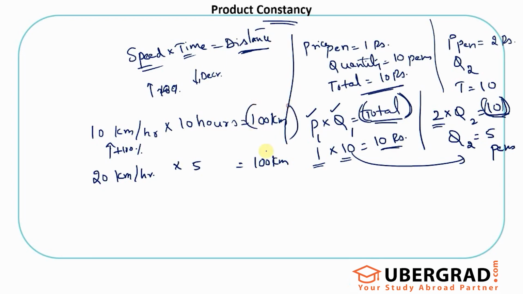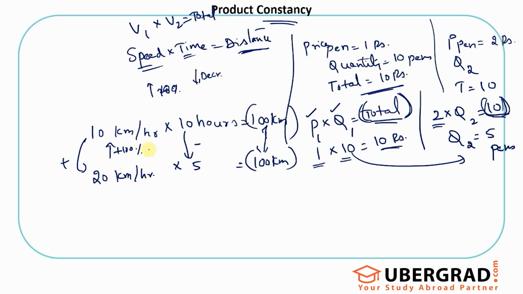Automatically I take 20 into 5. See, the total product is the same, 10 and 10, 100 and 100, but because the speed has increased, automatically my time will decrease, right? That's variable 1 into variable 2 is the total. So if one of them increases, the other has to decrease to maintain the product the same. So that's basically product constancy.